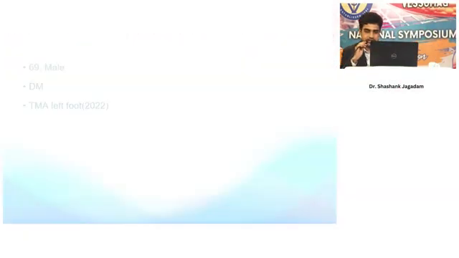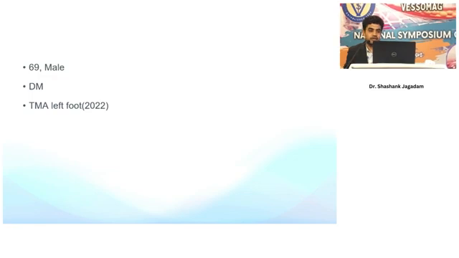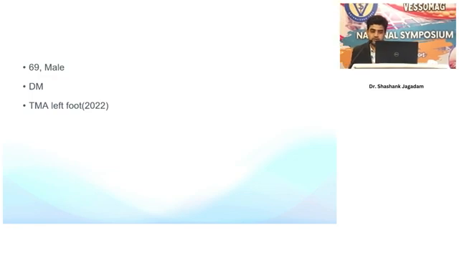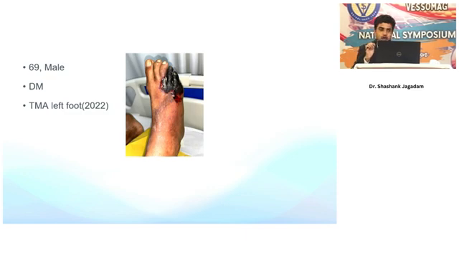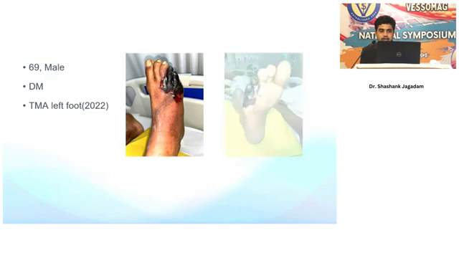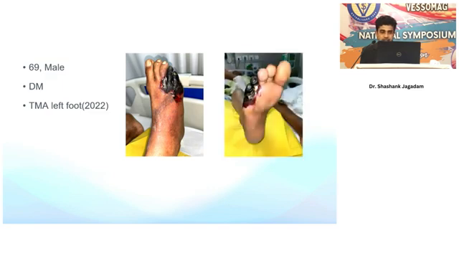I am presenting a case of a 69-year-old diabetic male with a history of TMA of the left foot done in 2020-22, presented with dry gangrene of the left fourth and fifth toes extending just beyond the MTPs on the plantar and dorsal aspect.